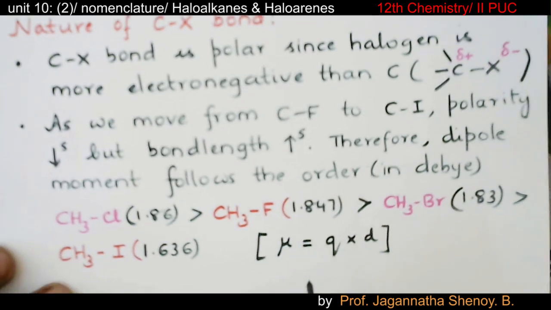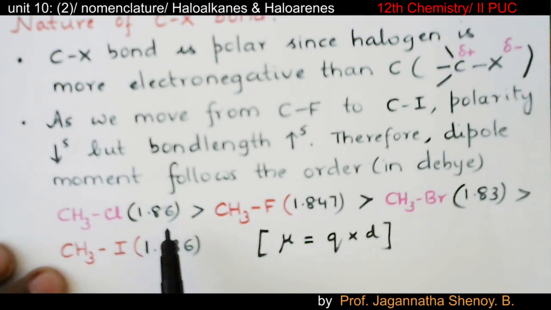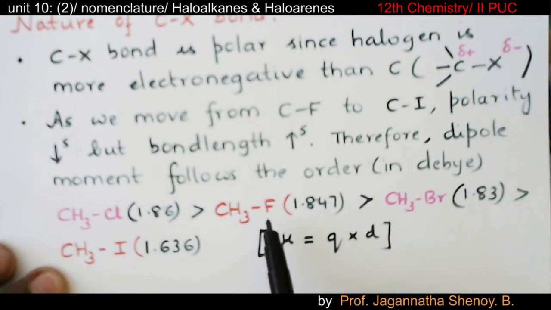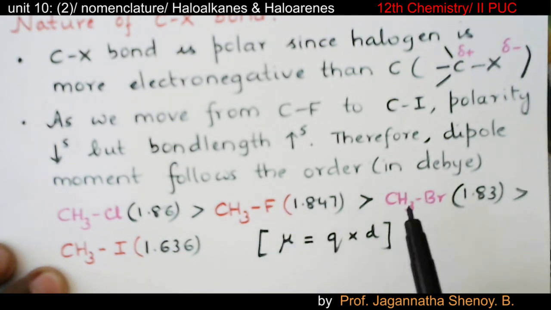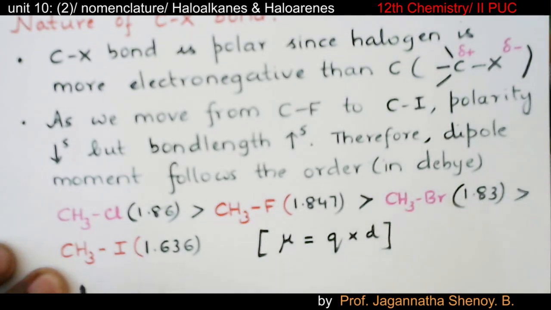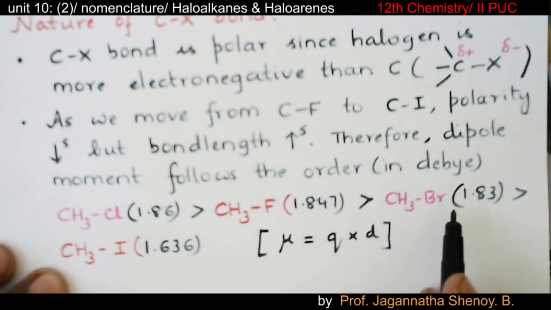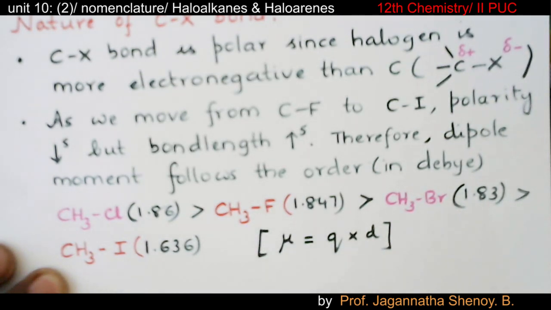So it's observed that methyl chloride, with 1.86 D, is the most polar one. Then comes methyl fluoride, thereafter methyl bromide, and finally methyl iodide. And this is a commonly asked question in the examination. You should know that among the methyl halides, the most polar one is methyl chloride. Thereafter methyl fluoride, methyl bromide, and finally methyl iodide.